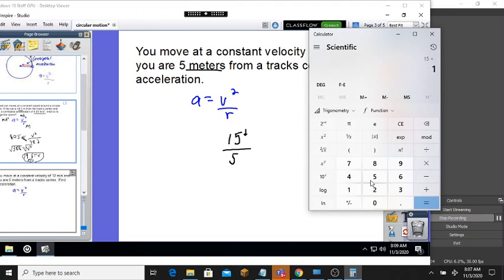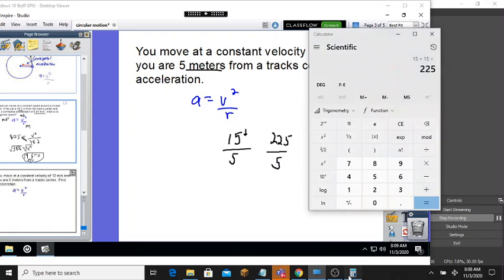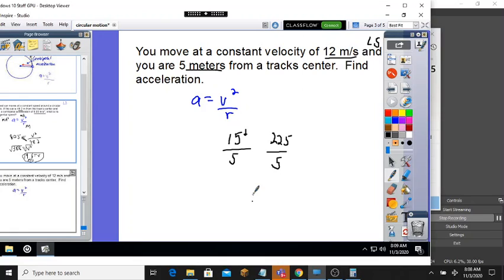15 times 15. 225. That's 225 divided by 5. And that gives me 45. Acceleration equals 45 meters per second squared. And we're going to do one more final example.